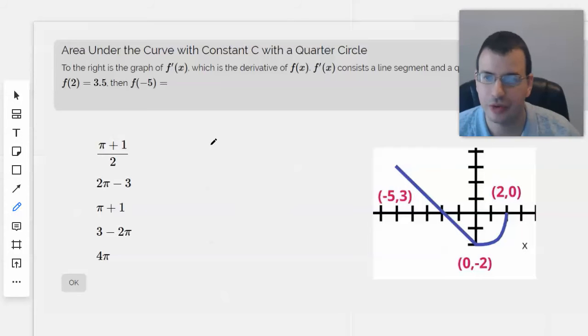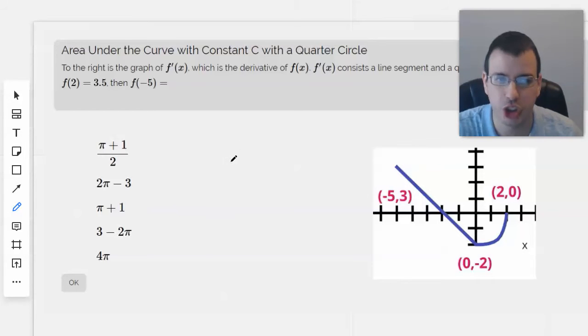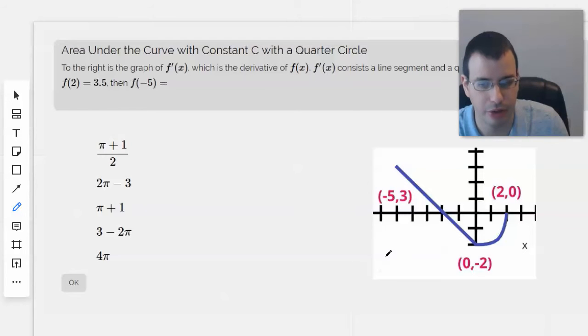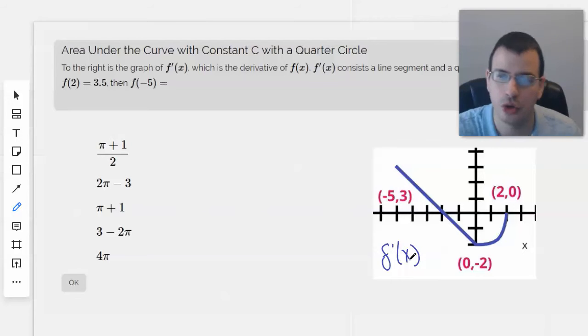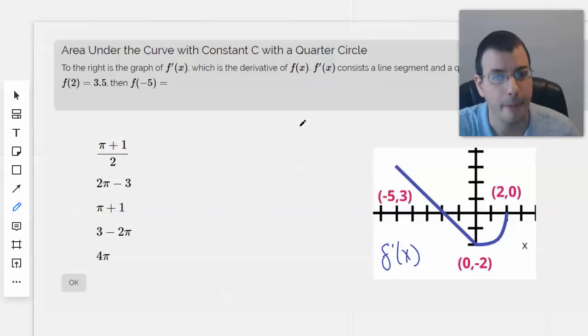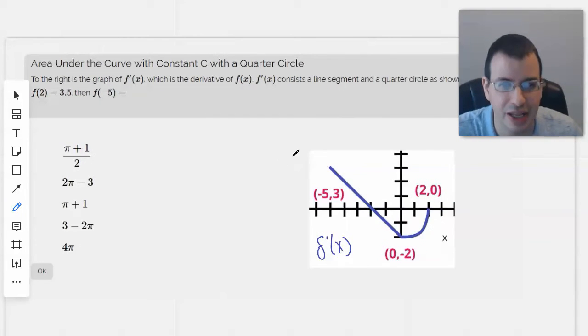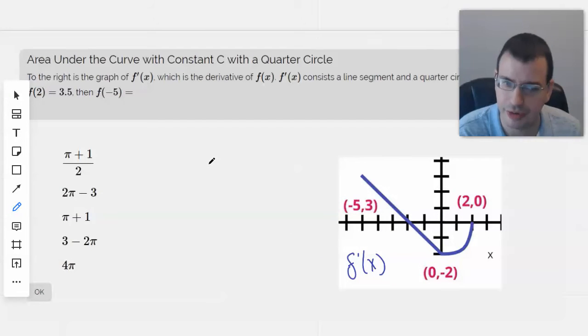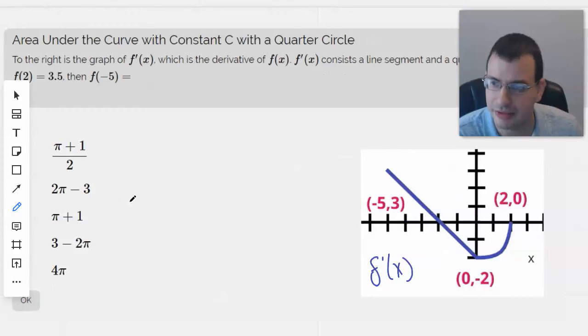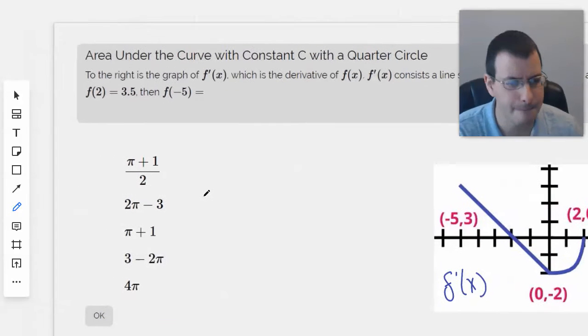Area of the curve with constant c with a quarter circle. To the right is the graph of f prime of x. Label f prime of x, which is the derivative of f of x. F prime of x consists of a line segment and a quarter circle, as shown. If f of 2 equals 3.5, then f of negative 5 equals what?